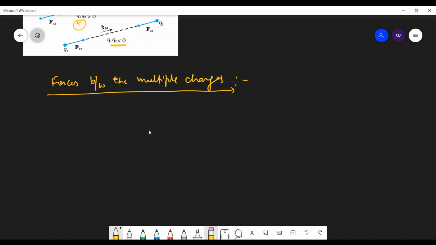So, force between multiple charges. I have charges Q1, Q2, Q3 and a lot of other charges up to Qn. How will I write it? I will write the force on 1. The net force on 1 is equal to the sum of the individual forces acting on it. This is the net force on Q1 due to Q2, Q3, Q4 and so on.